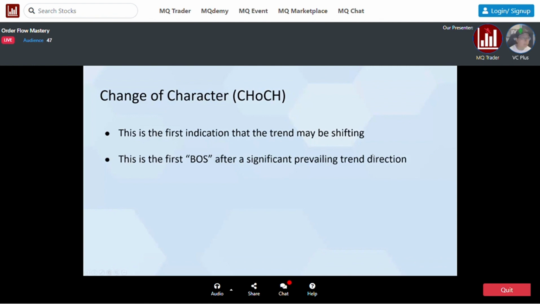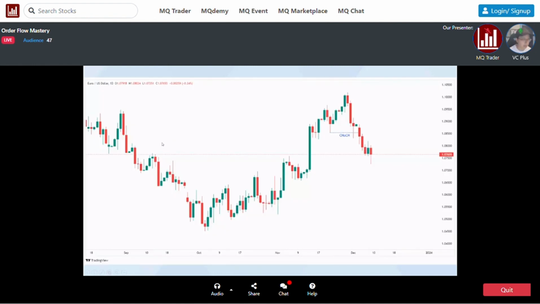Now I just want to quickly talk about change of character, in short CHOCH. Again, this basically indicates the trend may be shifting and it's a potential reversal. It's the same exact principle as break of structure, BOS. It's just that we use the term change of character when we get the first opposite direction of BOS. Let me show you an example.